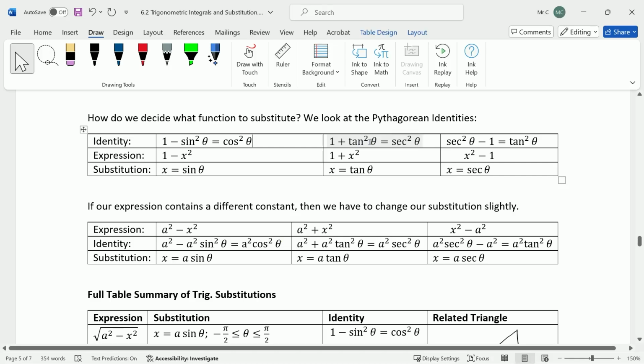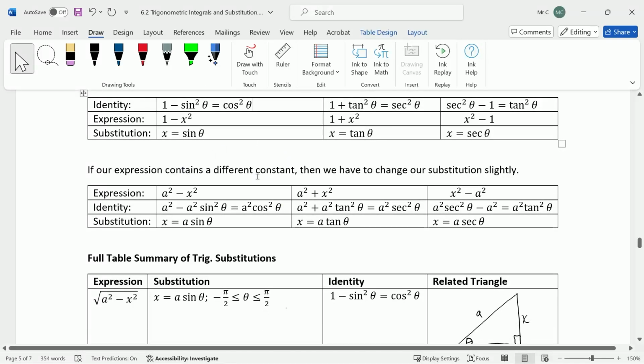1 plus tangent squared of theta is secant squared of theta. So 1 plus x squared is the type of expression we would use this substitution of x equals tangent of theta on. And secant squared of theta minus 1 is similar to x squared minus 1. So we use x equals secant of theta for those types of expressions.